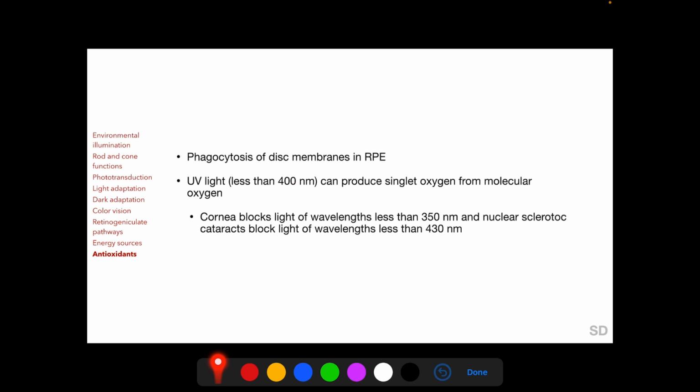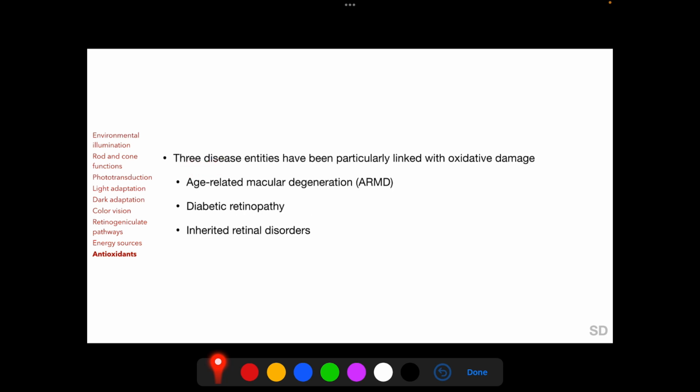the retina. Three disease entities have been particularly linked with oxidative damage to the retina, and these are age-related macular degeneration, diabetic retinopathy, and inherited retinal disorders.